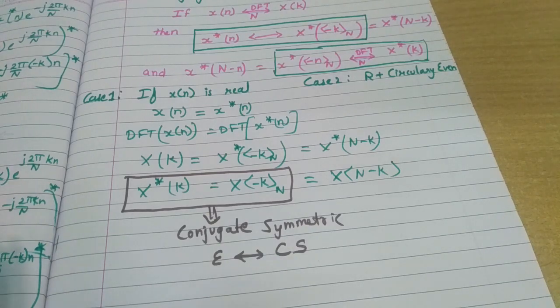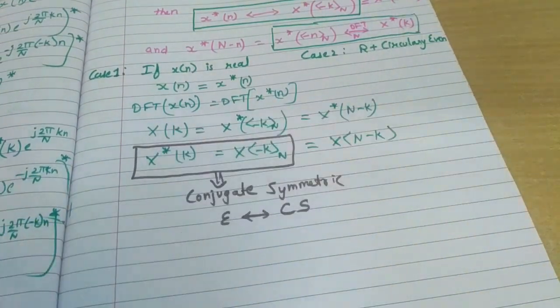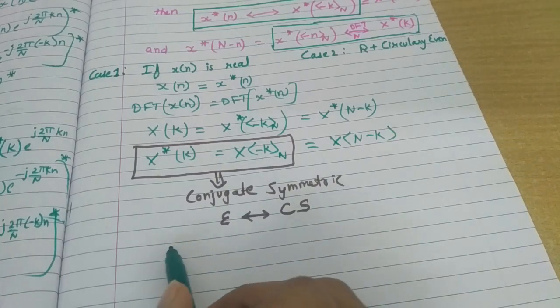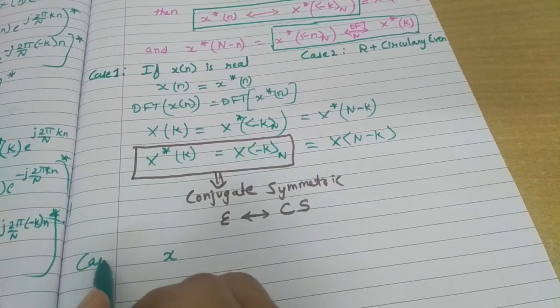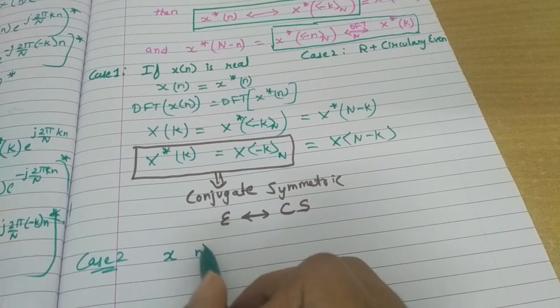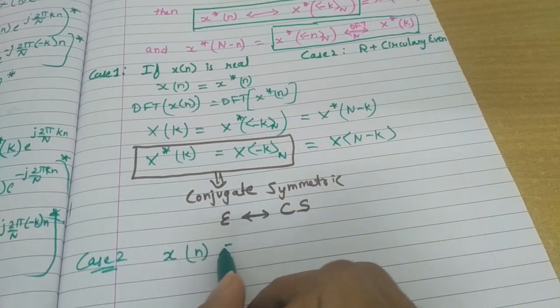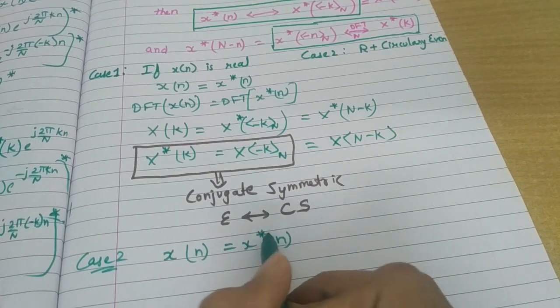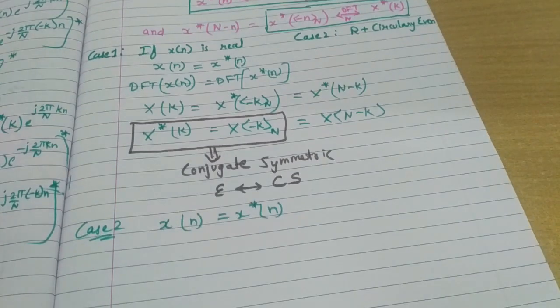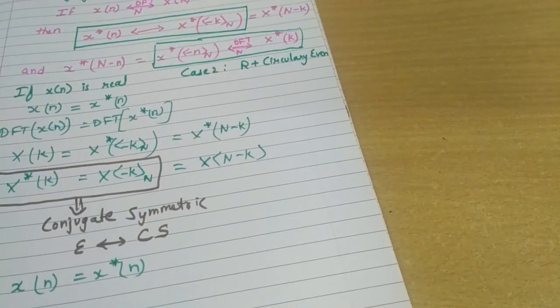So for case number 2, we have real plus circularly even. So x of n is real. This is case 2. X of n is real, so x of n is same as x star of n. Since it is real, the imaginary part is 0. But it is said that it is circularly even also, that is, x of n is same as x of minus n also.